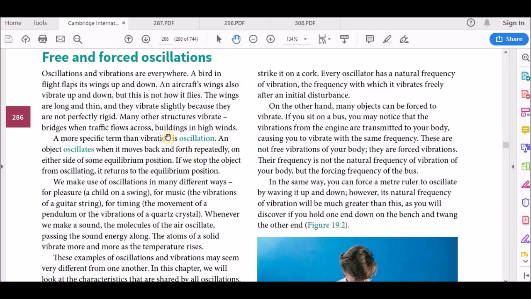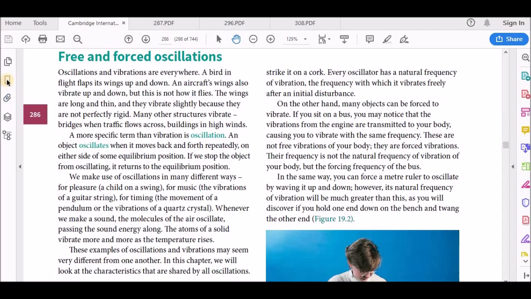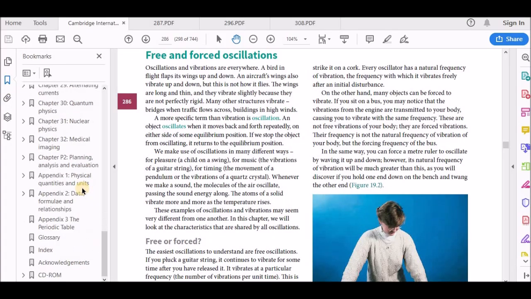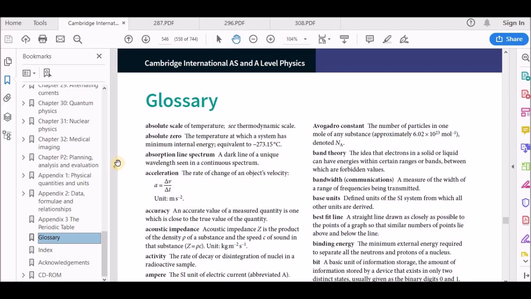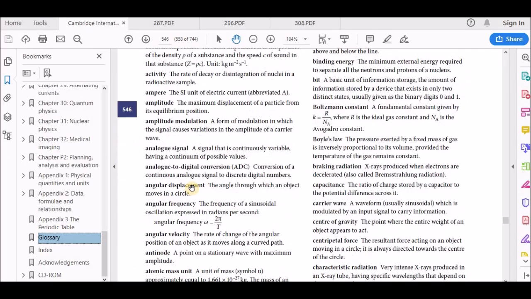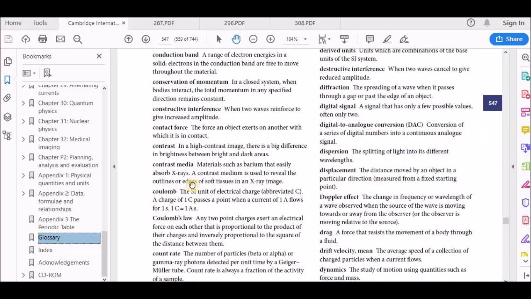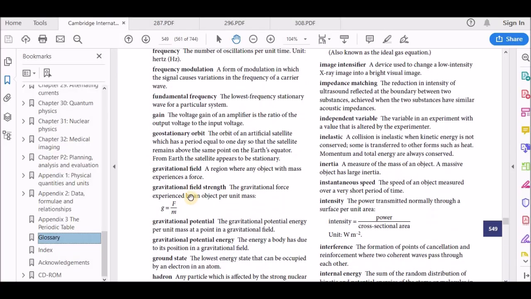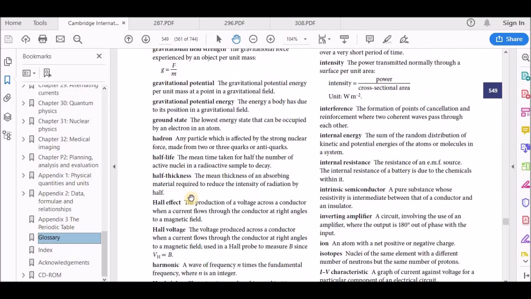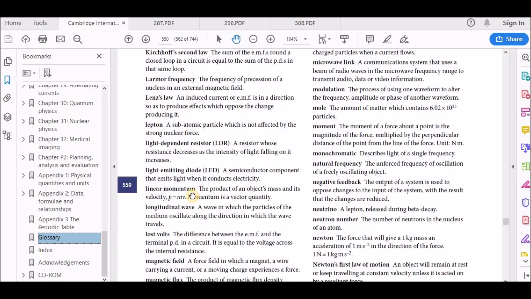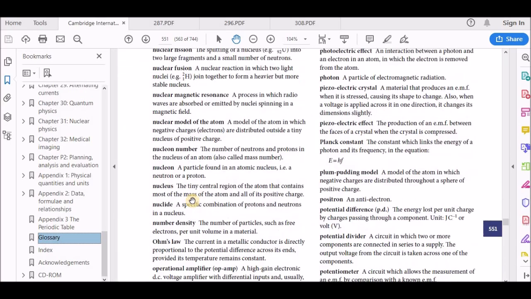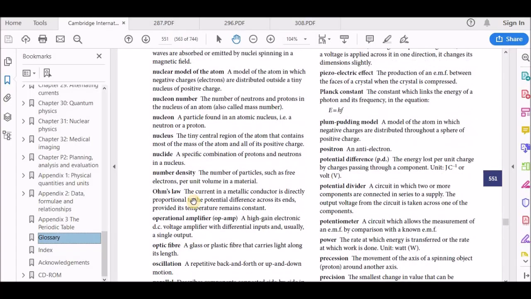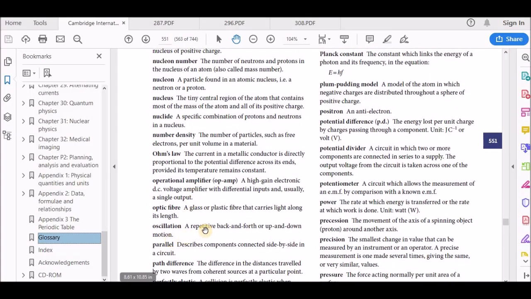Now again, I have said that the meanings of these words are in the glossary of the book. So we can go to the glossary and check the meaning of the word oscillation. So you can see the meaning there as well as in the glossary, so that you have a better understanding of what it means. Like I said, you should be able to write it clearly in paper 2 if they ask you. So let's go to the word oscillation. Oscillation, a repetitive back and forth or up and down motion.